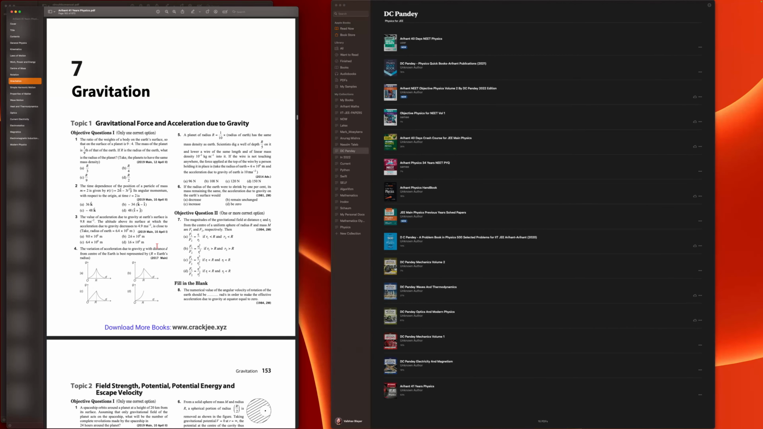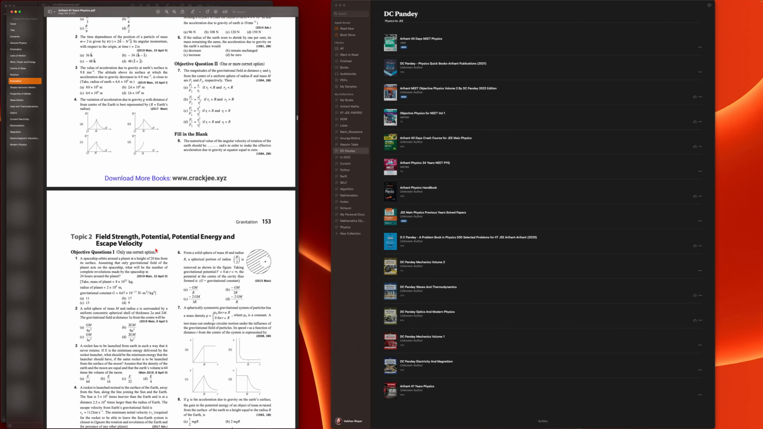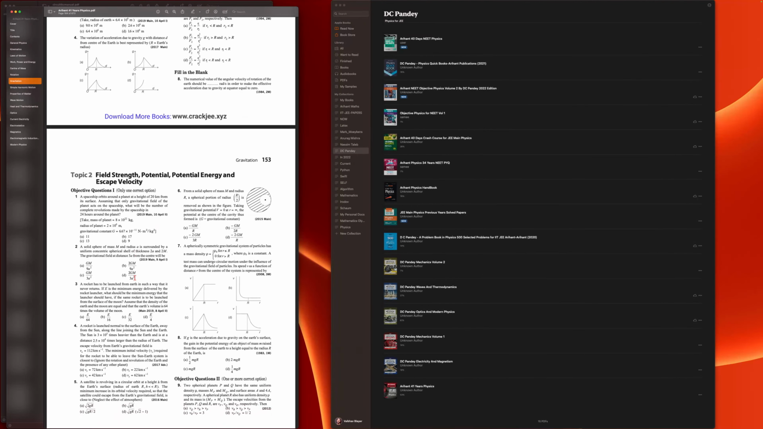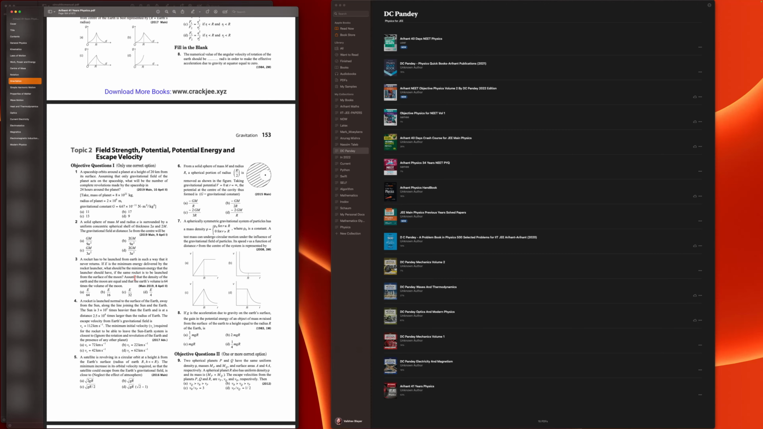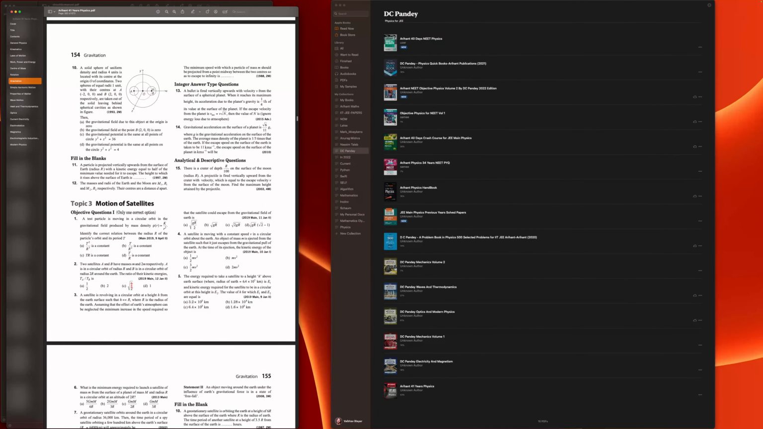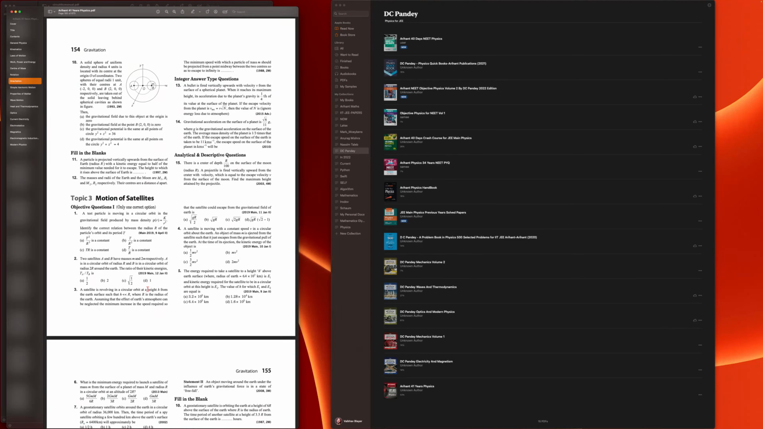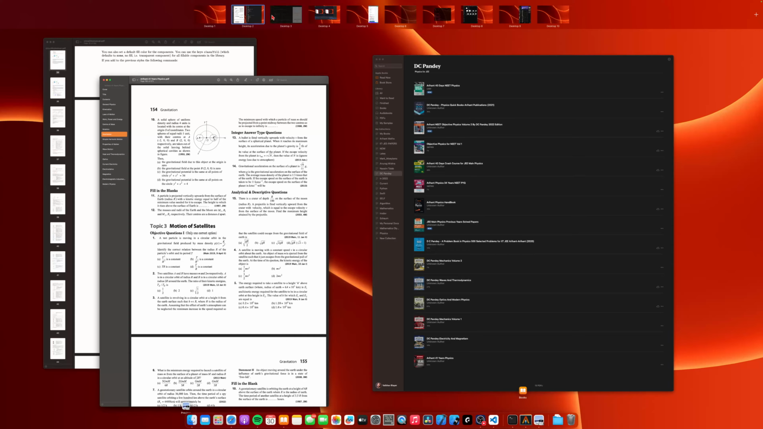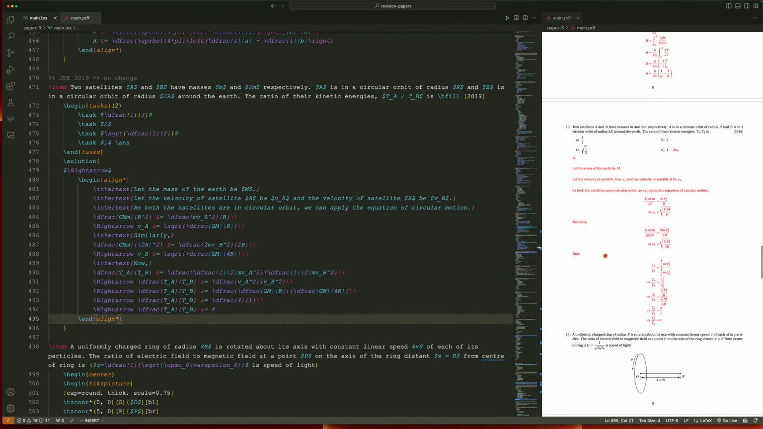Gravitation, yes, Gravitation, and 2019 escape velocity ratio. Where is the ratio? There is no ratio. Motion of satellites, hopefully. Yes, this is... one second. I think we got the problem part.